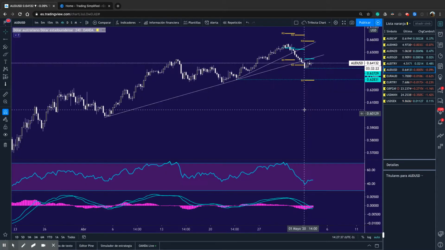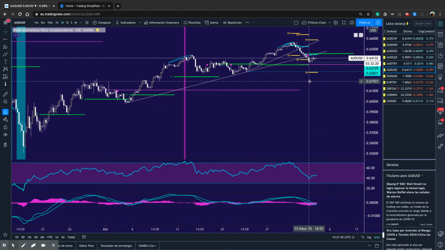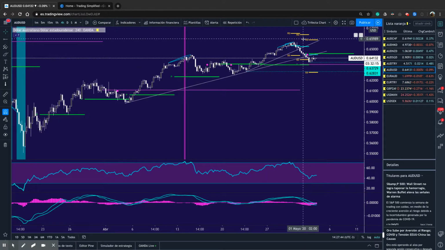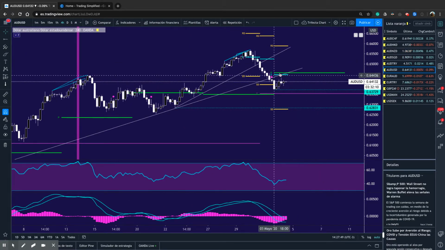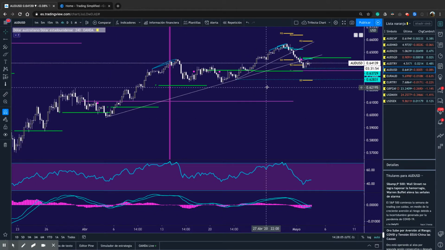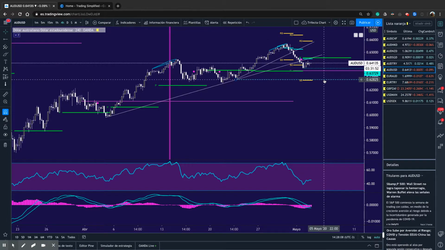Okay, Aussie against US dollar, the same situation, a really nice movement. The setup of last week works really well, and now we are in a consolidation with this nice reject candle with this really long shadow. And if we break this level, we could see a really nice movement downwards as well. We just broke the main trend line, so we could see a really nice movement also.